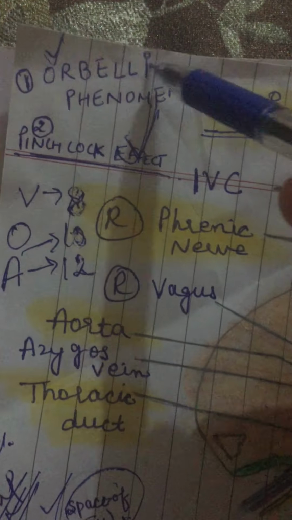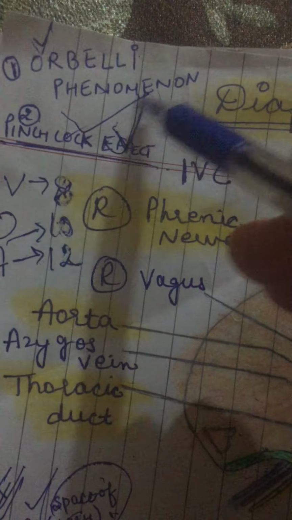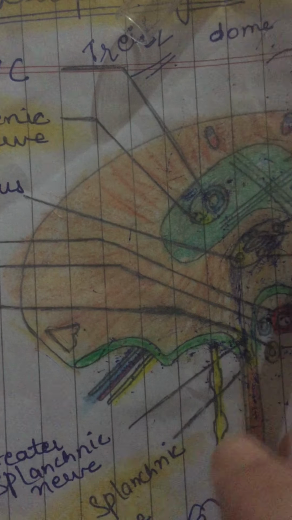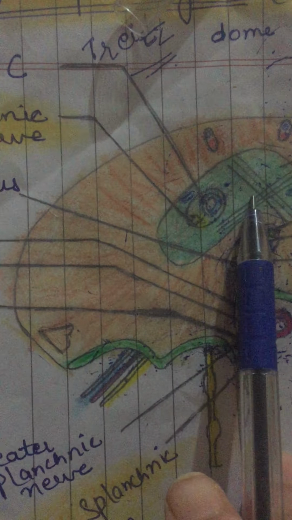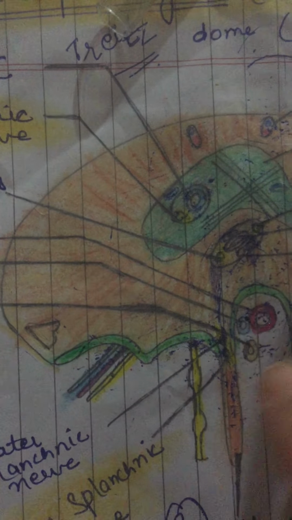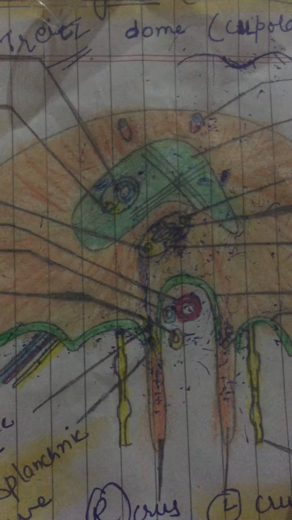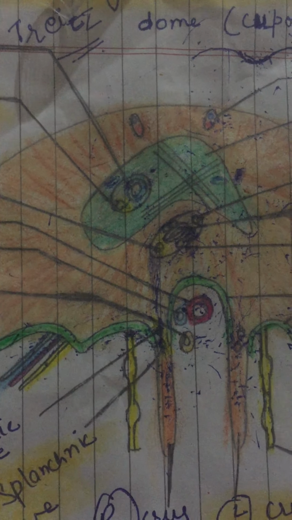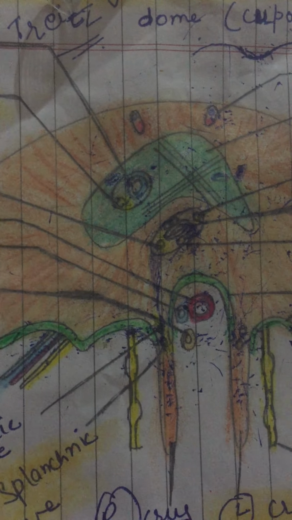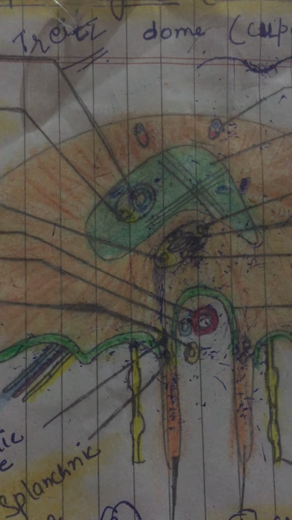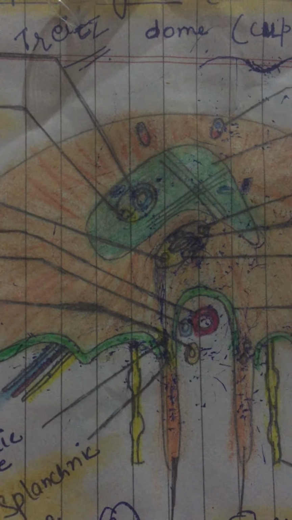Orbelli phenomena. I have written here Orbelli phenomena. What is Orbelli phenomena? It is nothing but the sympathetic supply, it maintains the tone of the diaphragm by lessening the fatigue of the muscle, and this is called Orbelli phenomena. So blood supply is by musculophrenic and pericardiophrenic arteries, which are the branches of internal thoracic arteries, lower 5 to 6 posterior intercostal arteries, then superior phrenic artery, then inferior phrenic arteries, right?